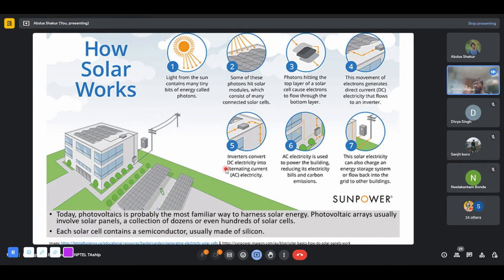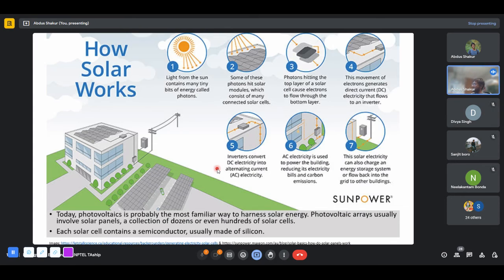If you are interested, I can show you an animation later on, once we talk about this, of how these electrons get excited and how they move. But this is how a solar panel works and generates electricity.